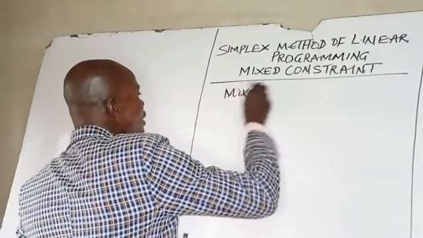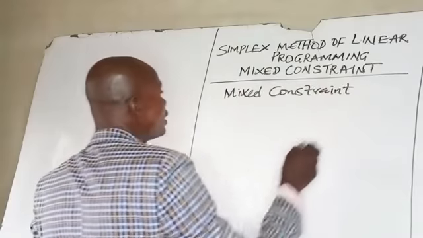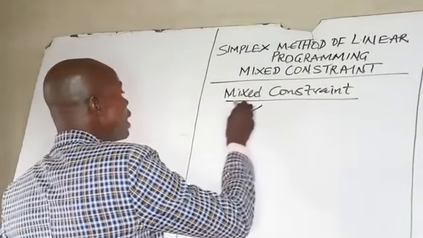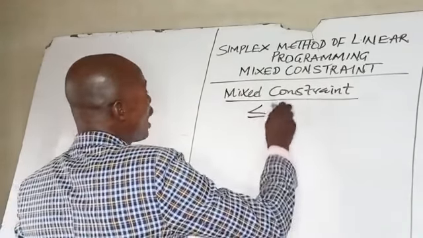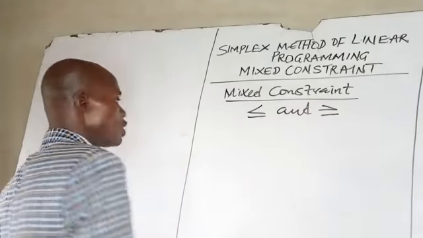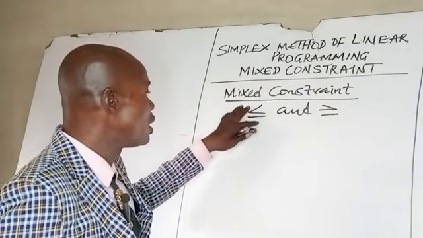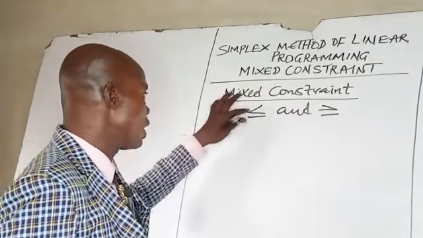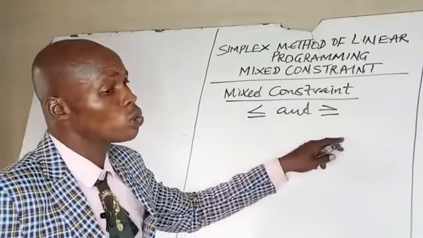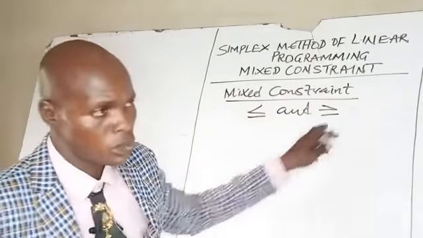What do you mean by mixed constraint? A mixed constraint is a constraint with less than or equal to and greater than or equal to inequality symbols. Any constraints that have both inequality symbols, less than or equal to and greater than or equal to, are said to be mixed constraints.